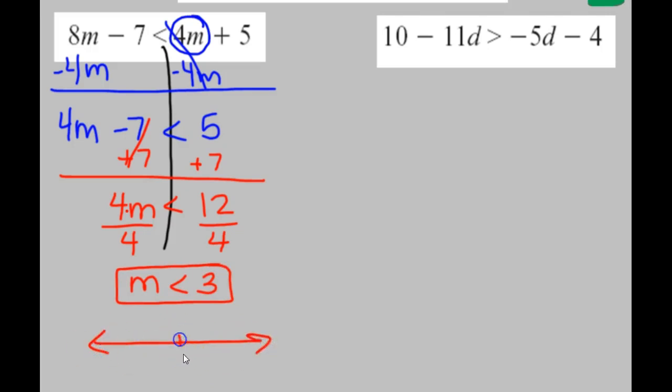So on our number line, we're going to put a 3. If you want to put other numbers, you can, 2, 3, 4. This one's also an open circle because there's no equal to. And like an L, less than 3 would be towards 2.